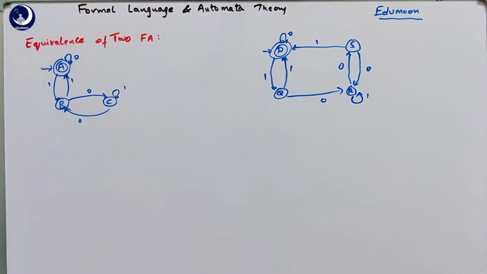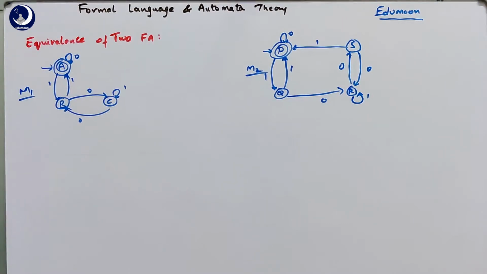These are the two machines. Machine 1 has the states A, B and C, where A is the initial state as well as the final state, and in the second machine P, Q, R, S are the states and P is the initial and final state. So let us take them as machines M1 and M2, where M1 has 3 states and M2 has 4 states. The structure is also quite different.